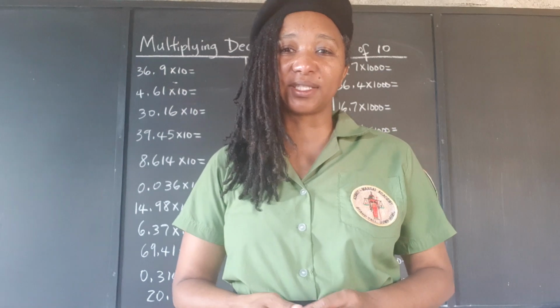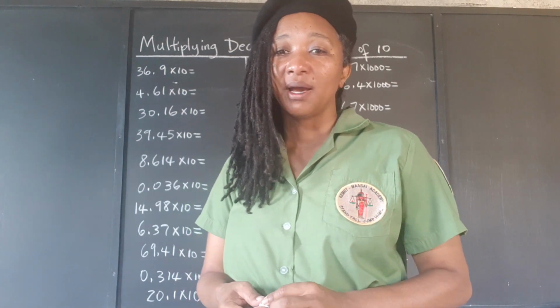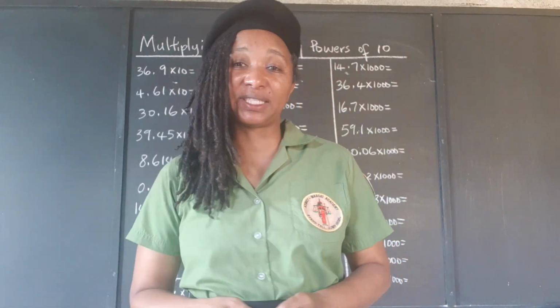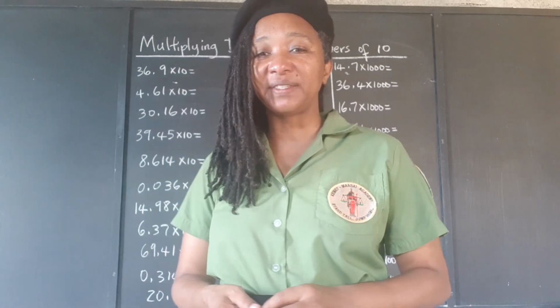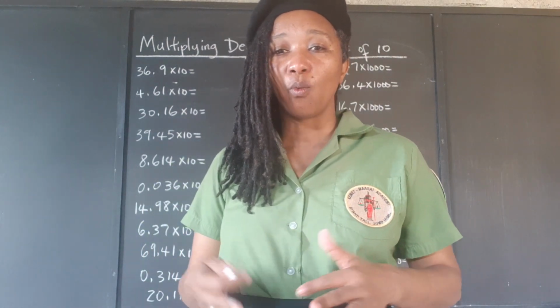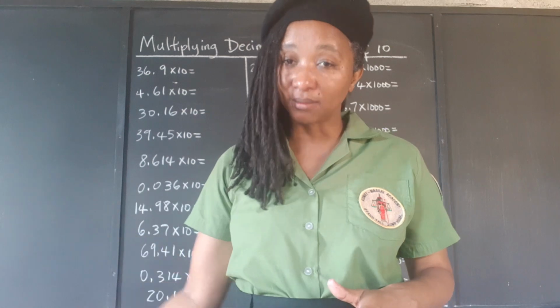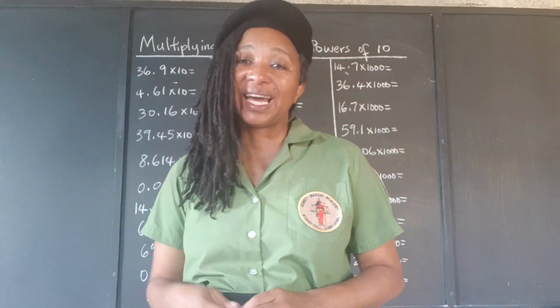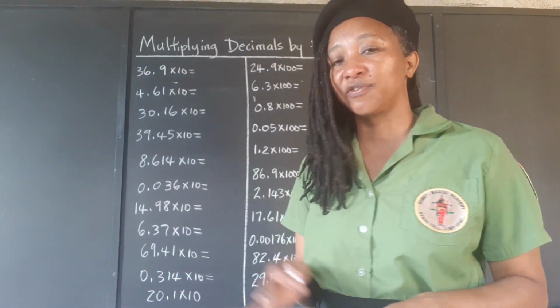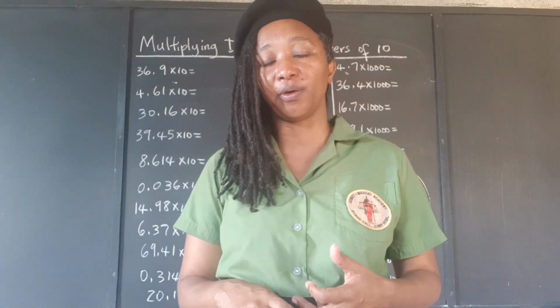This morning we're going to look at multiplying decimals by powers of 10. And by powers of 10 we mean 10, 100, 1000 and so on, right? At this level we're going to just focus on 10, 100 and 1000.